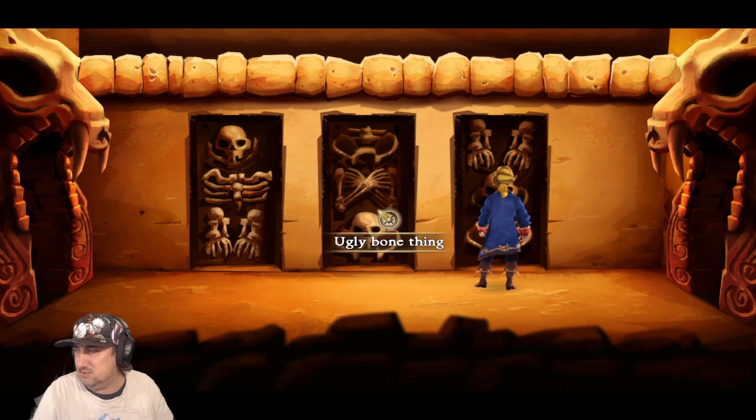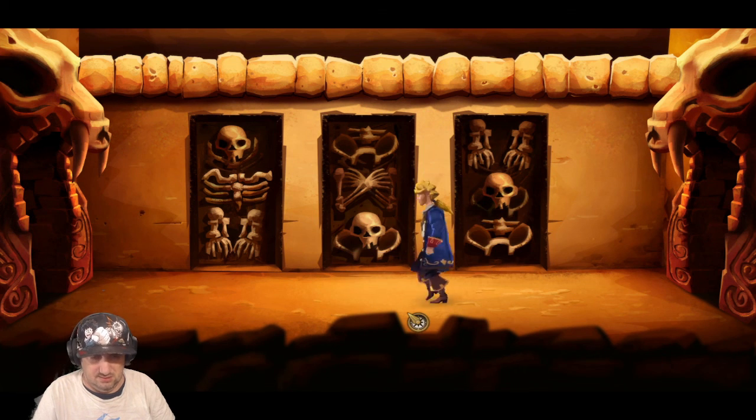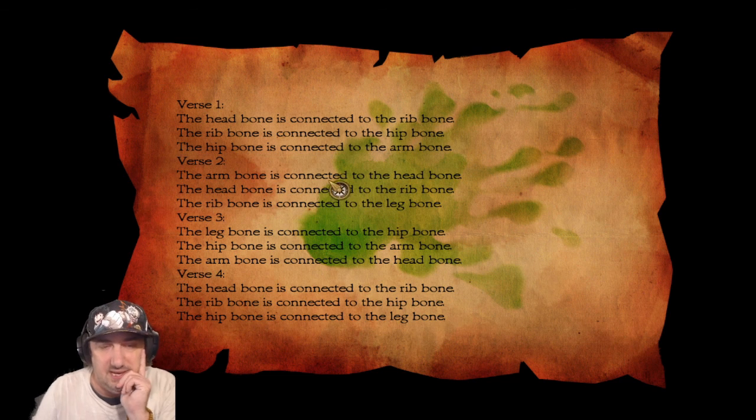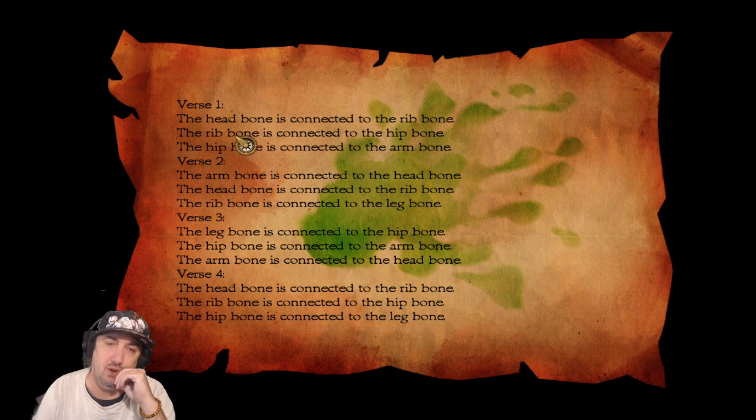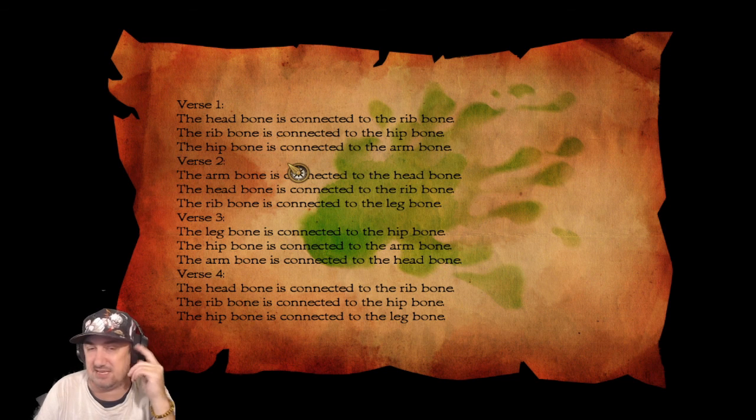This is 3 and 4. So yeah. No, wait, but. Let's see. The head bone is connected to the rib bone. The rib bone is connected to the hip bone. So yeah, it's like the last line. The hip bone, that's wrong. So we go to verse 1.